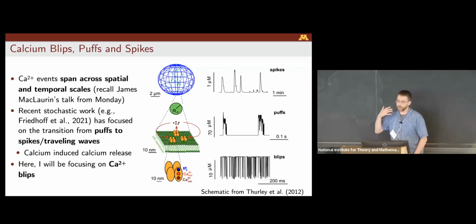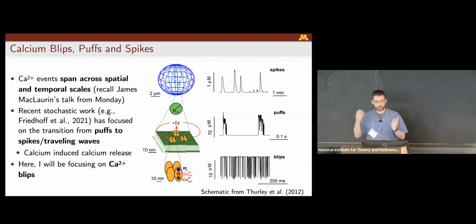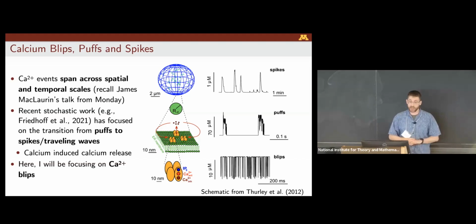But in terms of the new stuff, these are very much different spatial scales. This was actually highlighted earlier this week by James: we have these blips, very short, we have these puffs, and we have these spikes of calcium activity. Most of the literature has focused on the spikes and puffs. What I'm going to look at today is this single blip activity, which is the shortest, fastest type of calcium response that we're seeing.